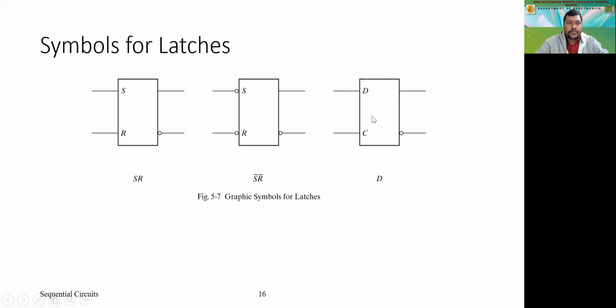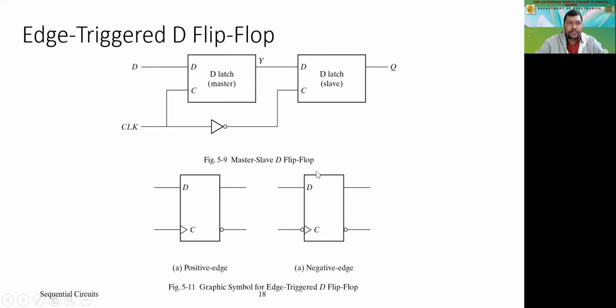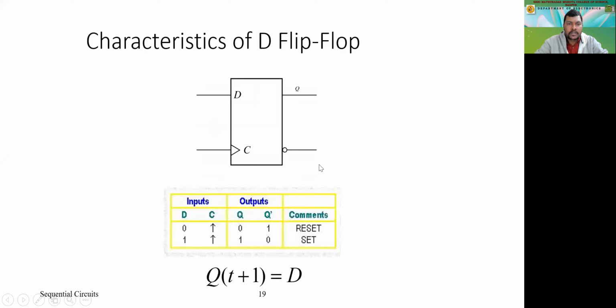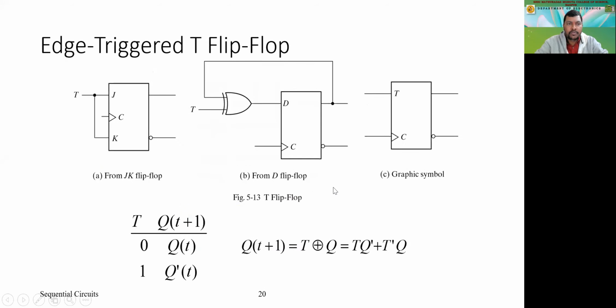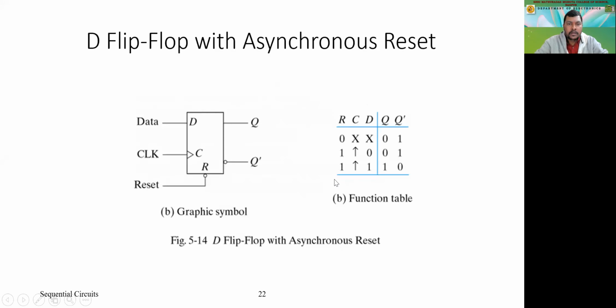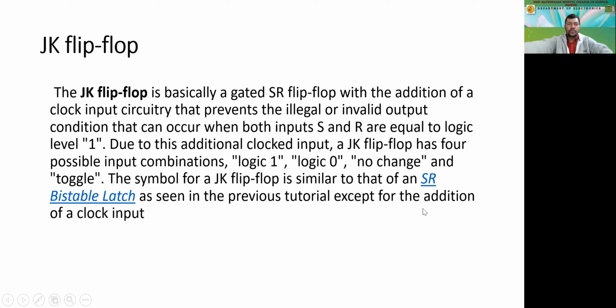So this was the D-latch flip-flop, and these are some of its symbols. We have also completed the edge-triggered flip-flop and then the D flip-flop. Today we are going to start with the JK flip-flop concept.